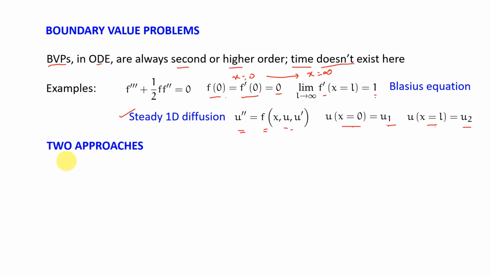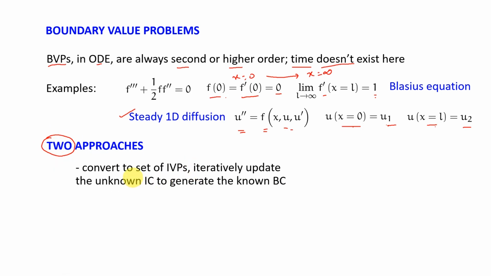There are usually two approaches in boundary value problems. The first approach is that we take this boundary value problem and convert it to a set of initial value problems. Then we iteratively update the unknown initial condition. To convert it to an initial value problem, we have to take some guess of initial conditions because we don't know all the initial conditions. So we take some guess, and we iteratively update those guess values to generate the known boundary condition.